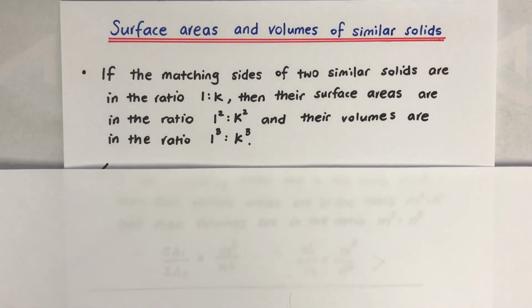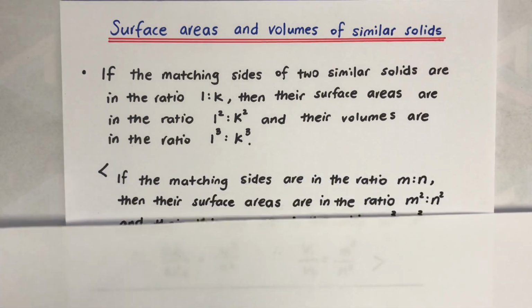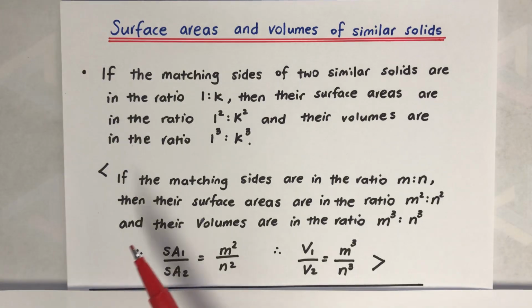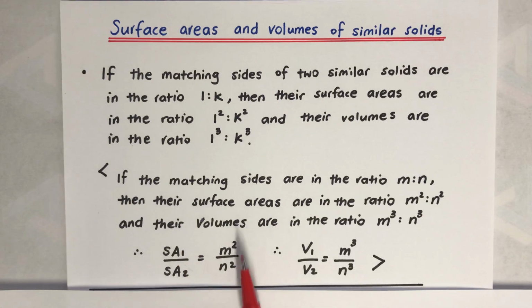Now, that was when it was just 1 to some number. What if it wasn't 1? Now, if the ratio was m to n, the surface areas will be m squared to n squared, and the volumes will be m cubed to n cubed. So we can write these ratios into fraction form. Just remember to write it in order. There will be a bigger surface area and a smaller surface area, so whatever you start with, you need to keep up with the order.